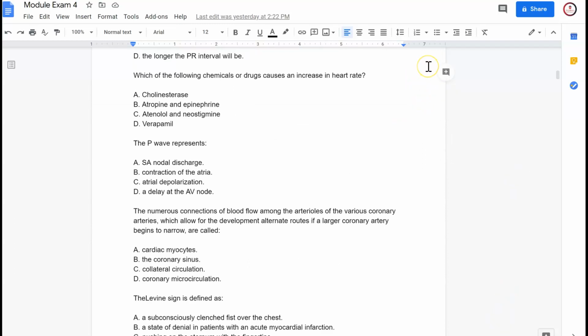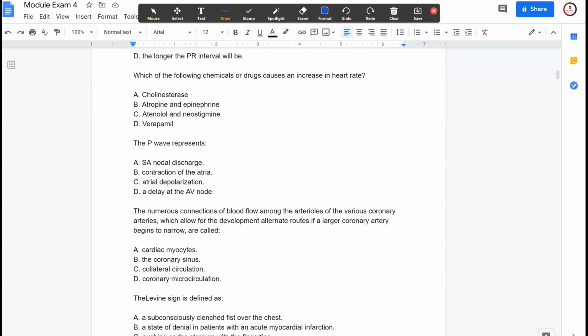Okay, so which of the following chemicals or drugs causes an increase in heart rate? This is a little bit of knowing medications and also a little bit of knowing your protocols. Atenolol, your LOL, that's a beta blocker, so that does not increase heart rate. That slows it down. Verapamil is a calcium channel blocker. It's blocking things, not speeding it up.